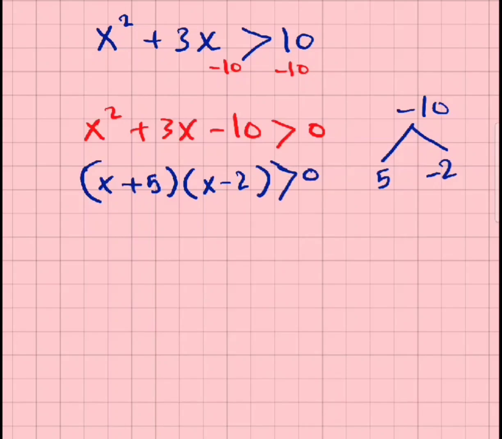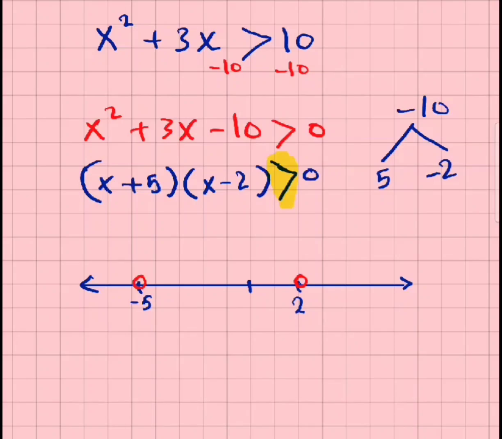Now, what we need to do at this point is make a number line. The points of interest are 2, because if you plug in 2, you get 0. And here, negative 5. If you set x plus 5 equal to 0, x is equal to negative 5. Now, notice that this expression is greater than 0, not greater than or equal to 0. So therefore, negative 5 and 2 will not be included in the answer. So I'm going to put an open circle as opposed to a closed circle at those points.